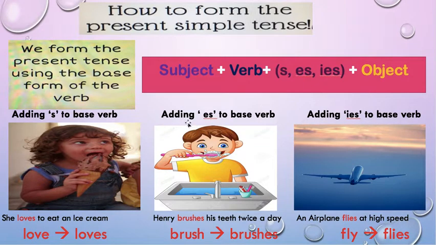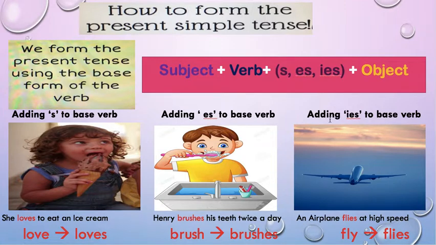Second one, adding es to the base verb. Example, Henry brushes his teeth twice a day. What is the verb here? Brushes, isn't it? What is the base form of the verb? Brush. What are we adding? Es. We are adding es to the base form of the verb, so brush becomes brushes.